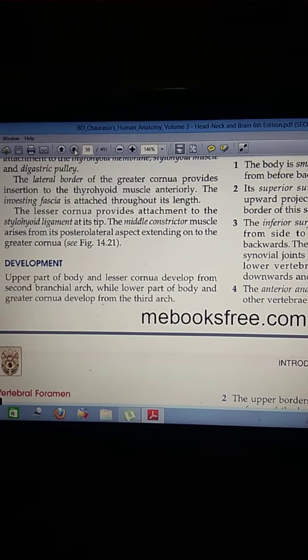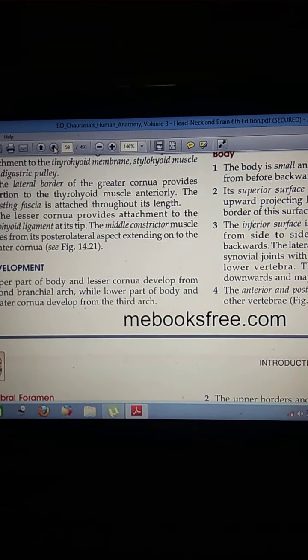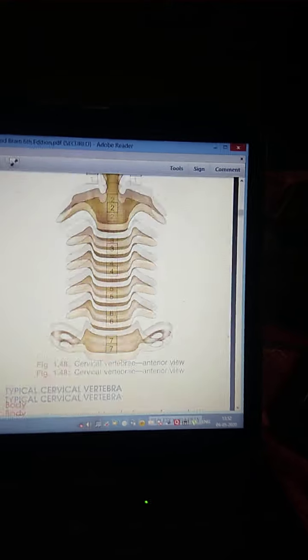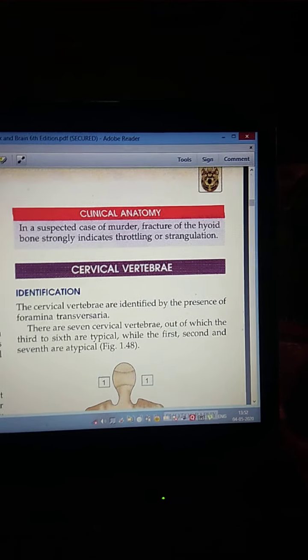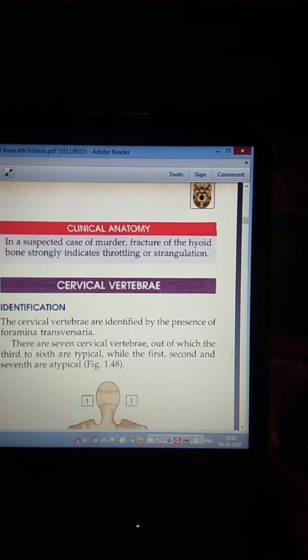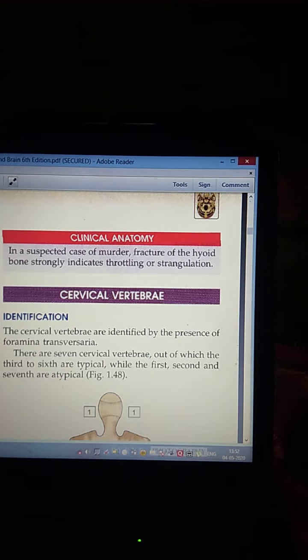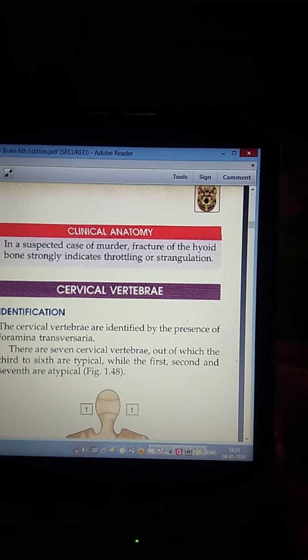Now, development: the upper part of the lesser cornua develops from the second branchial arch. Clinical anatomy: in a suspected case of murder, fracture of the hyoid bone strongly indicates throttling or strangulation.